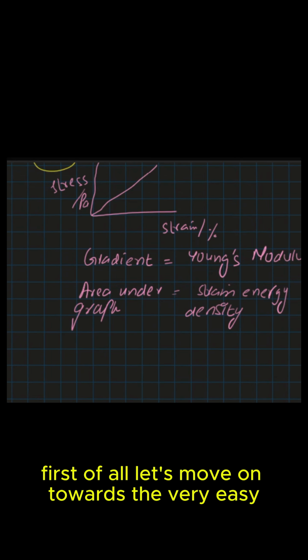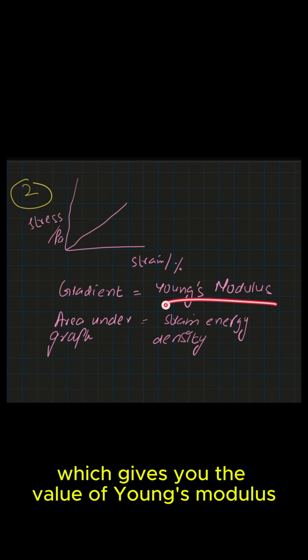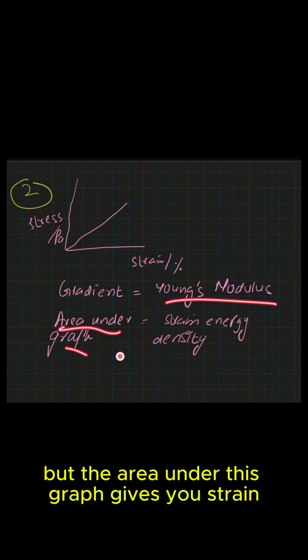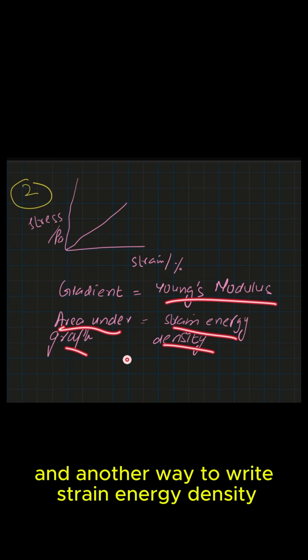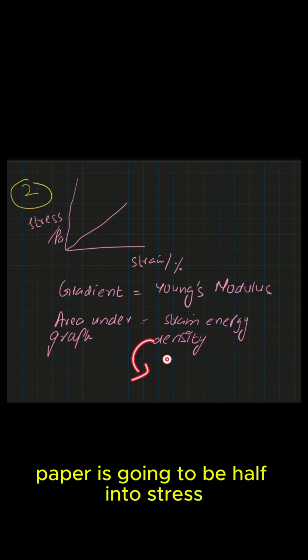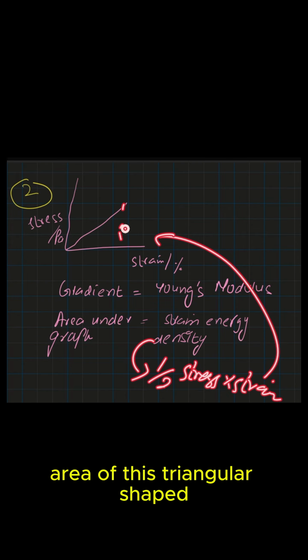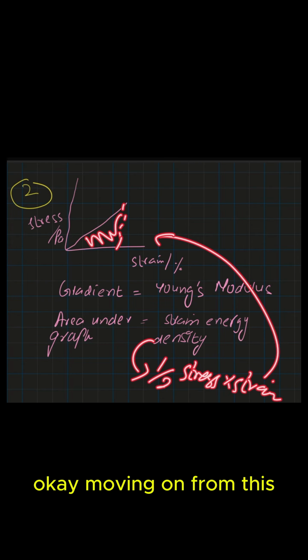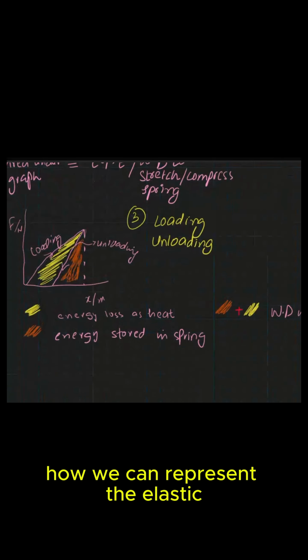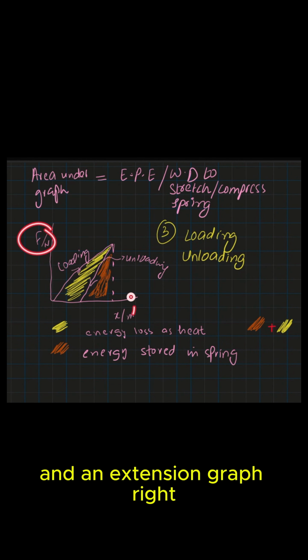First of all, let's move on towards the very easy stress over strain graph, the gradient of which gives you the value of Young's modulus, but the area under this graph gives you strain energy density. And another way to write strain energy density that can be tested in your MCQ paper is going to be half into stress into strain, because that is essentially the area of this triangular shaped graph that you have over here. Okay, moving on from this, we now have to understand how we can represent the elastic potential energy through a force and extension graph.